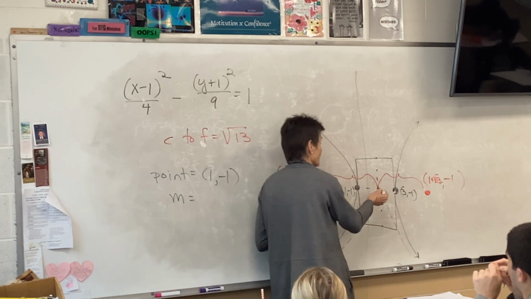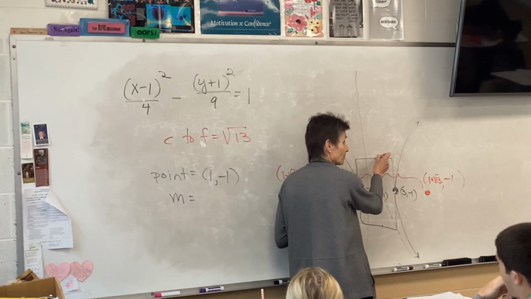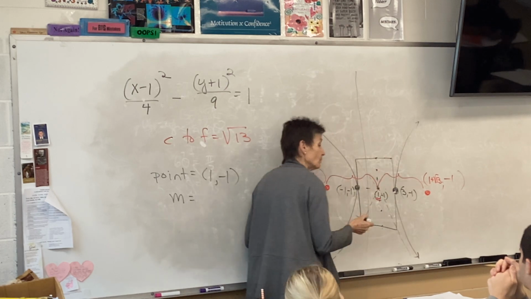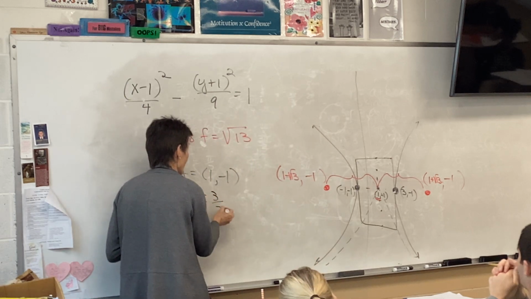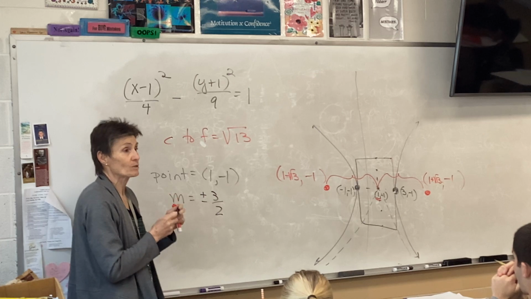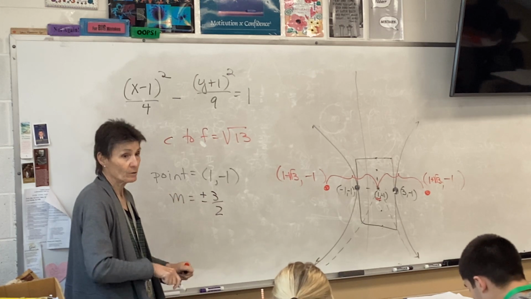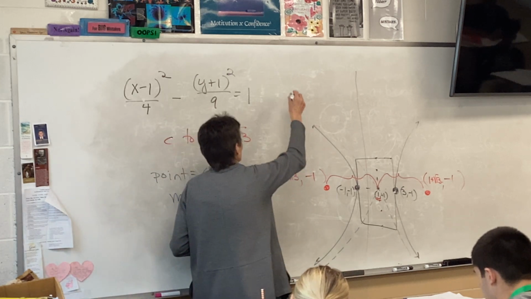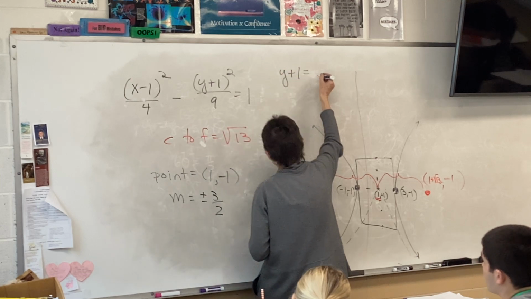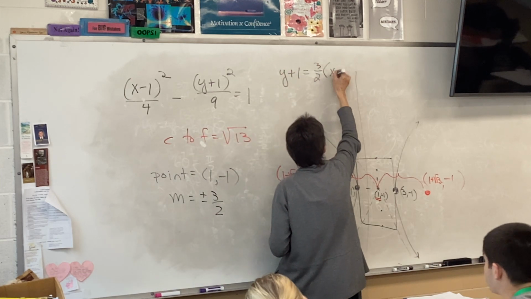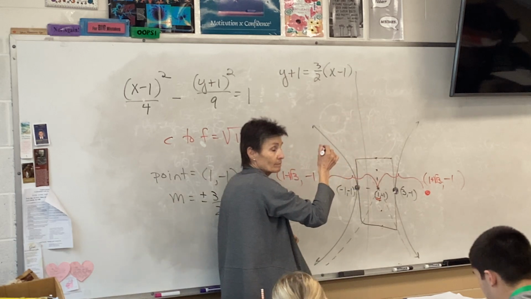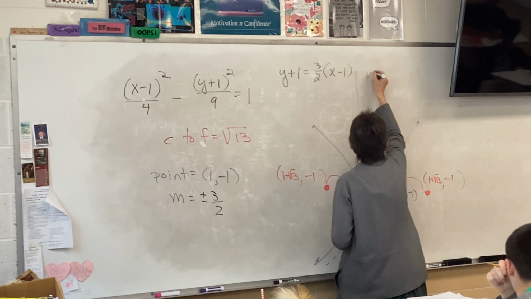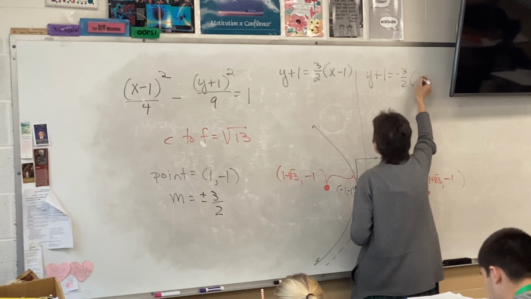What's my slope? Well, think about building the box. What did you do? We counted up how many? Up 3 and over 2. So your slope is, there are 2 of them, plus or minus 3/2. Slope is rise over run, so we do y over x. So now what are my equations? Well, y plus 1 equals 3/2 (x minus 1). And y plus 1 equals negative 3/2 (x minus 1).